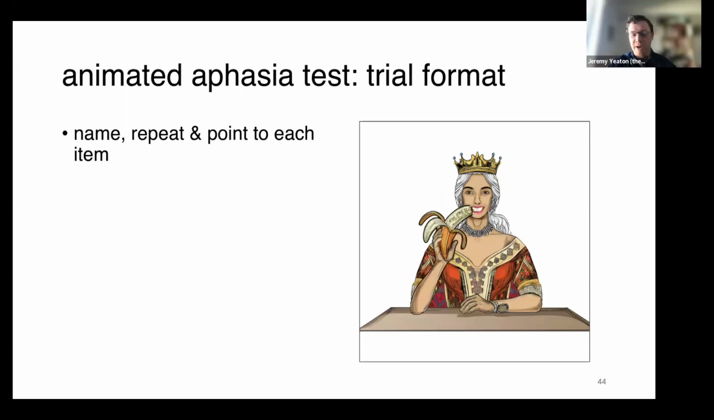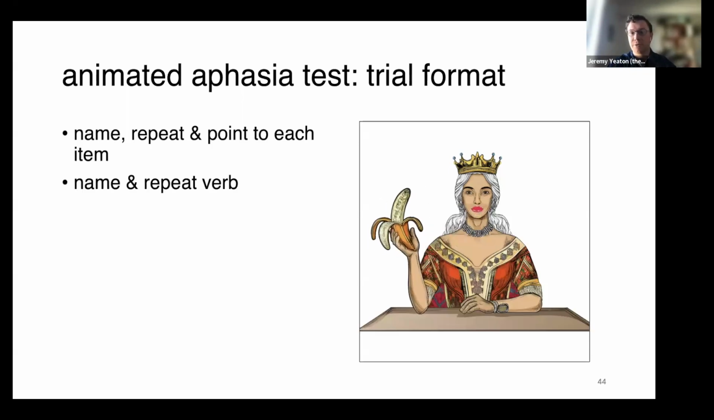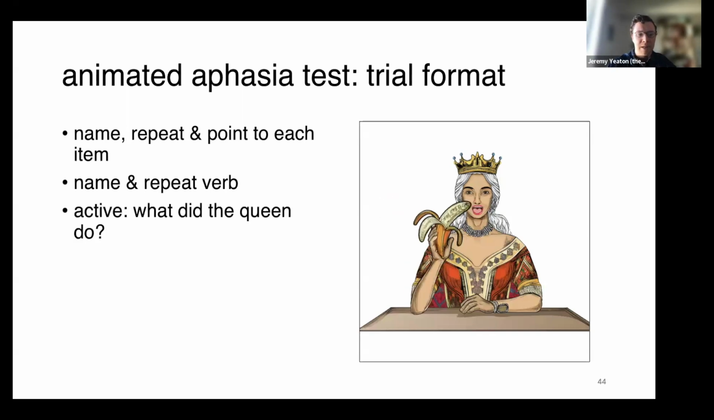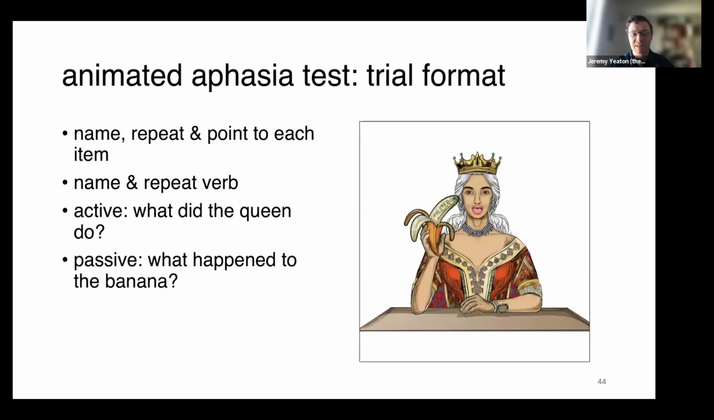So you're pointing to each item, and then you're asked to name and repeat the verb. Here's this eating or biting. And then asked to elicit a complete sentence in the active voice. What did the queen do? The queen bit the banana. In the passive, what happened to the banana? Produce it in a full sentence. The banana was eaten by the queen.